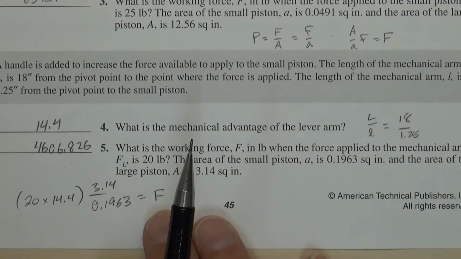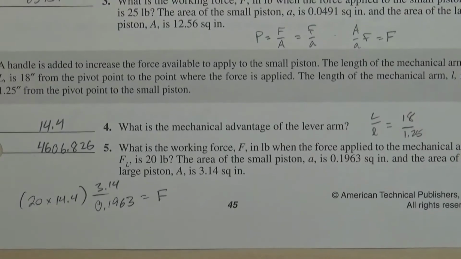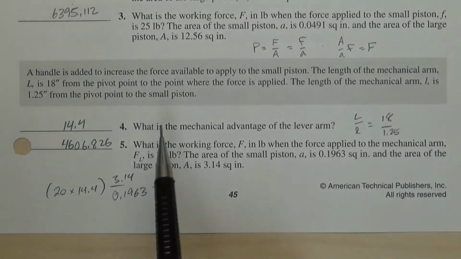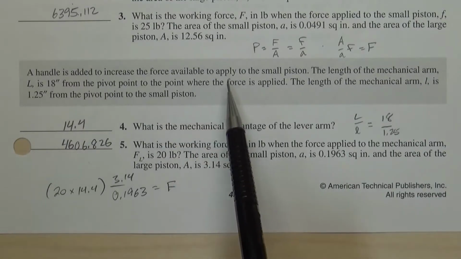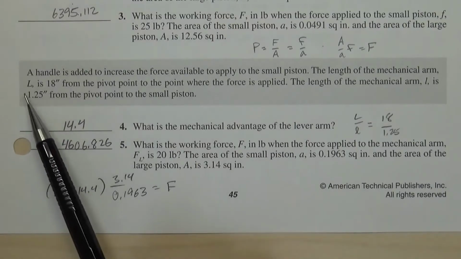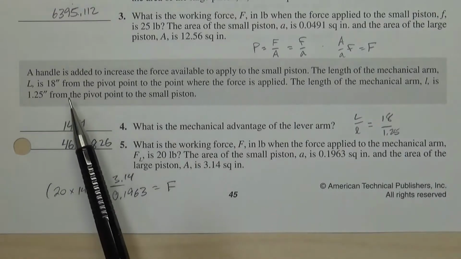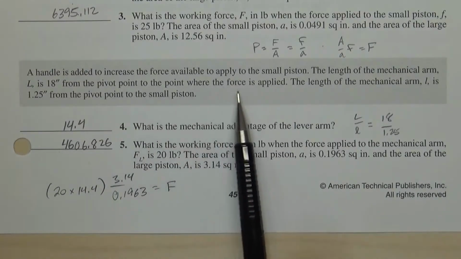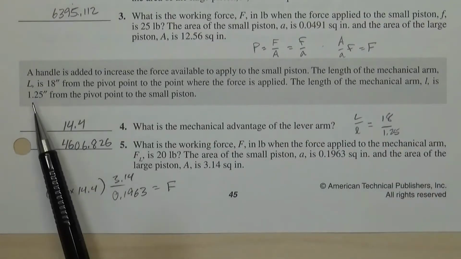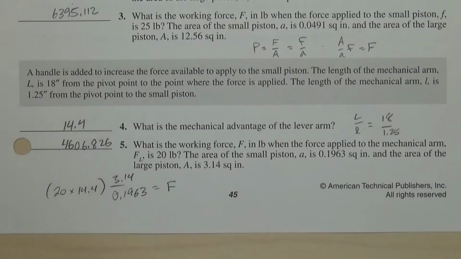Okay, so on to the questions about the handle. A handle is added to increase the force available to apply to the small piston. The length of the mechanical arm, L, is 18 inches, from the pivot point to the point where the force is applied. The length of the mechanical arm, little l, is 1.25 inches.